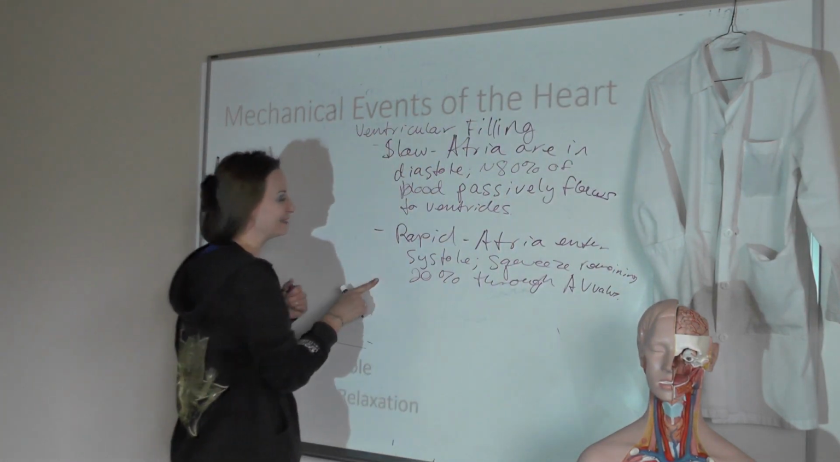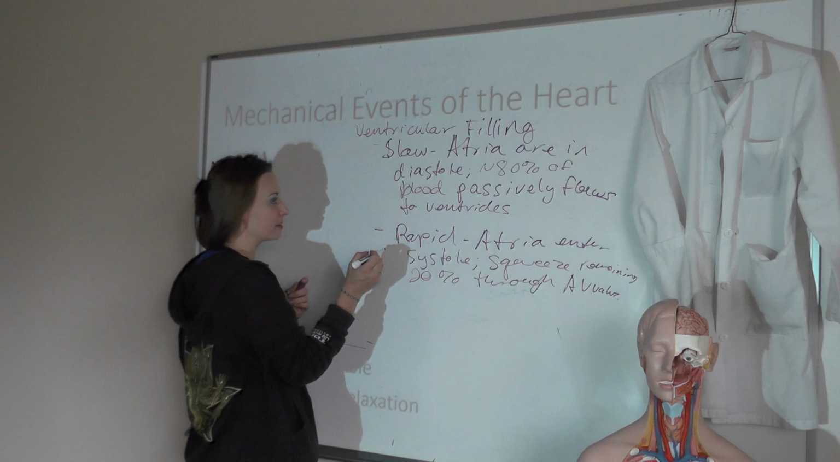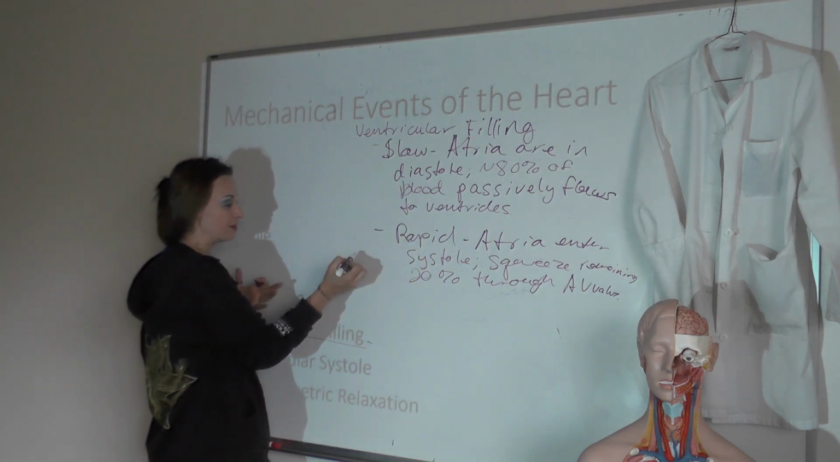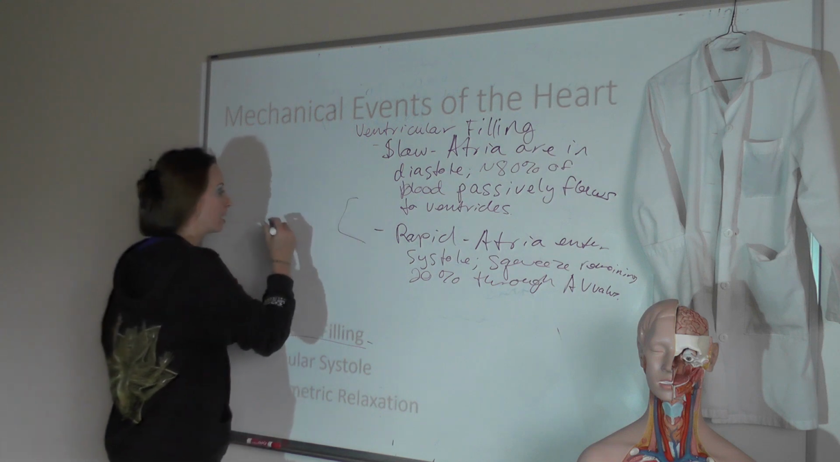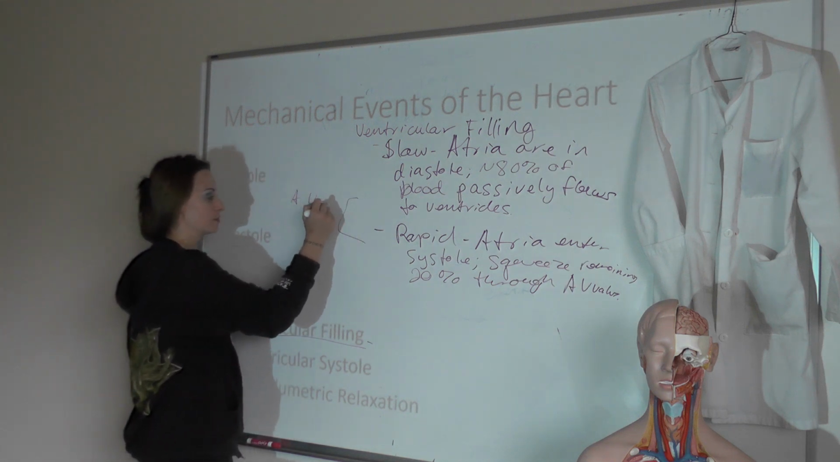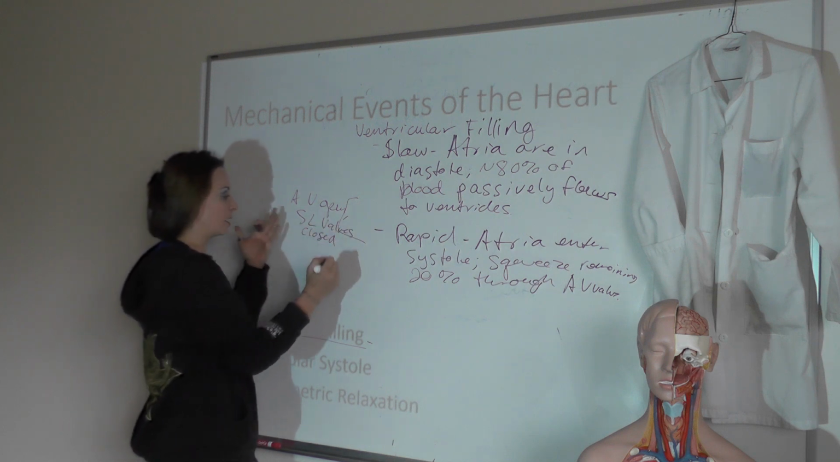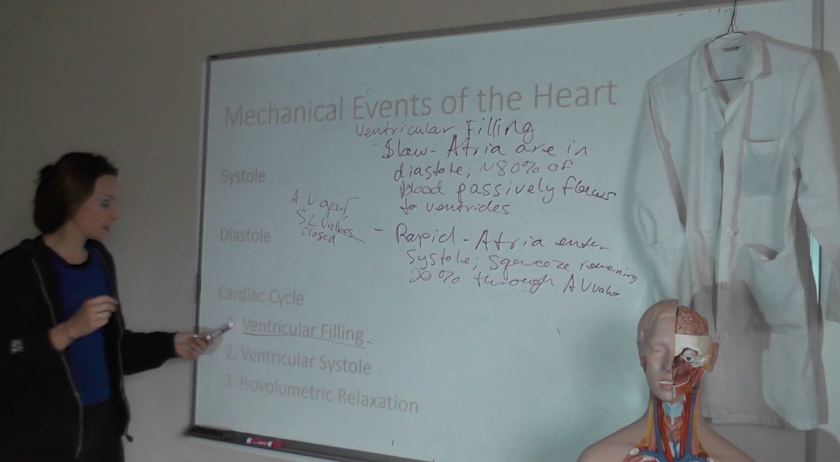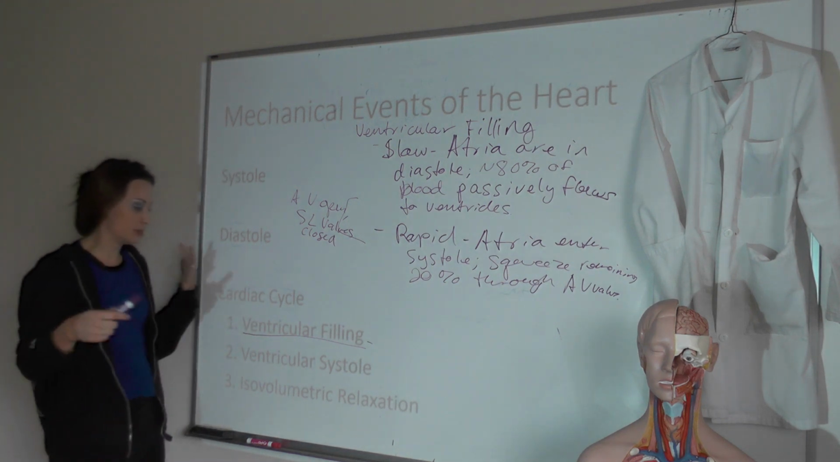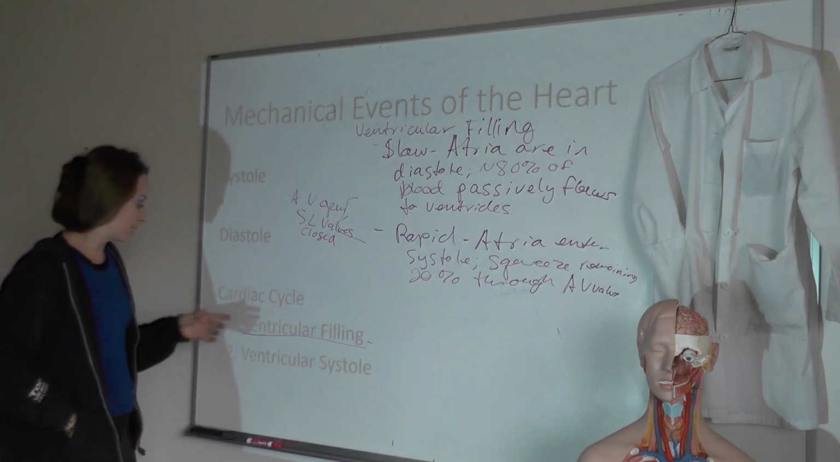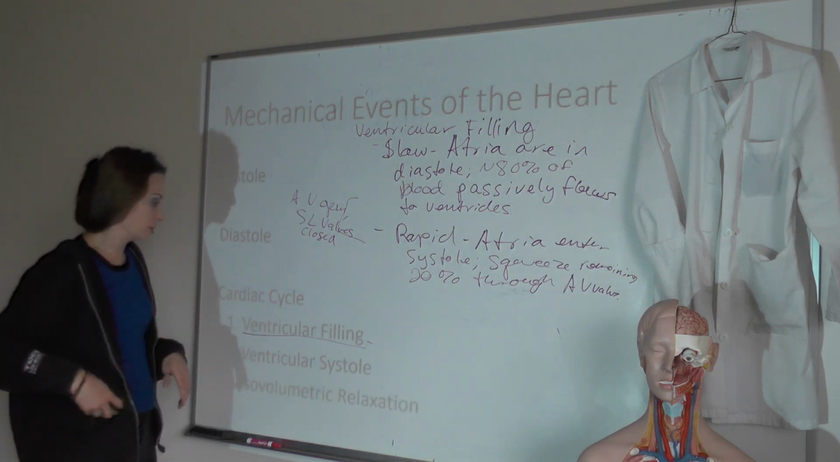Okay. So during this time, if we're looking at the state of our valves, our AV valves are open, but our semilunar valves are closed. Our AV valves have to be open because during ventricular filling, we're taking blood from the atria, which we said were our receiving chambers, and getting it to our pumping chambers, the ventricles.